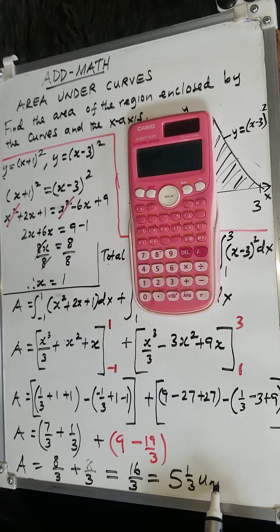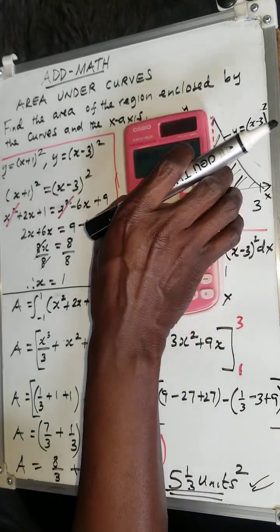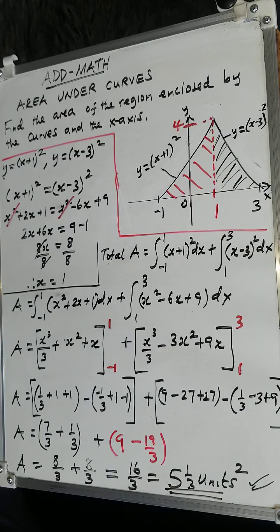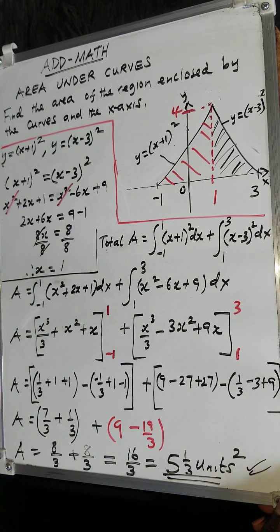Remember, this is the area, and that is going to be in square units. Don't forget that. So that's the final answer. That is the area of the region enclosed by the 2 curves. So that's the way you can go about it. It looks complicated, but please just try to practice. With mathematics, you just need to practice, then you perfect your skills.